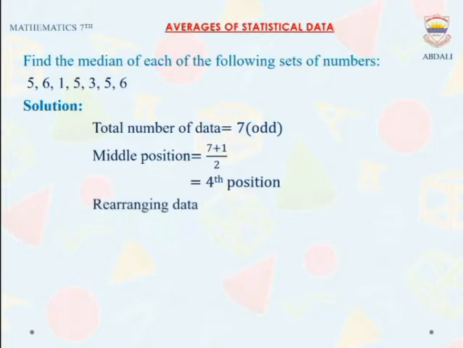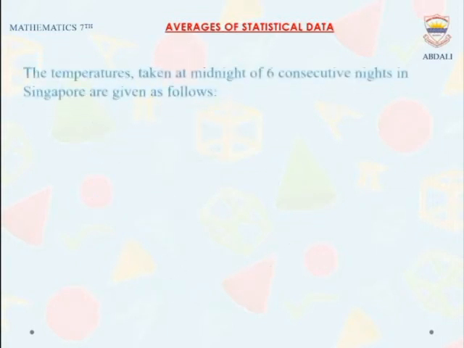So now we are going to rearrange our data. We will arrange it in either ascending or descending order. Both can be used. So here we are going to use ascending order. So we will arrange it as 1, 3, 5, 5, 5, 6, 6. So what is our fourth position? Yes, this 5 is on the fourth position. So it is our median. Median is 5. Okay. So let's move to the other question.